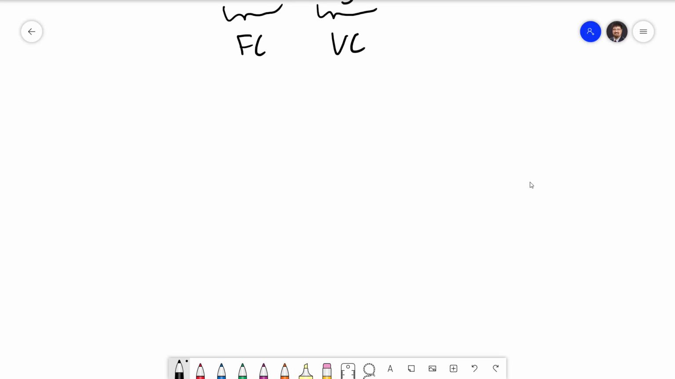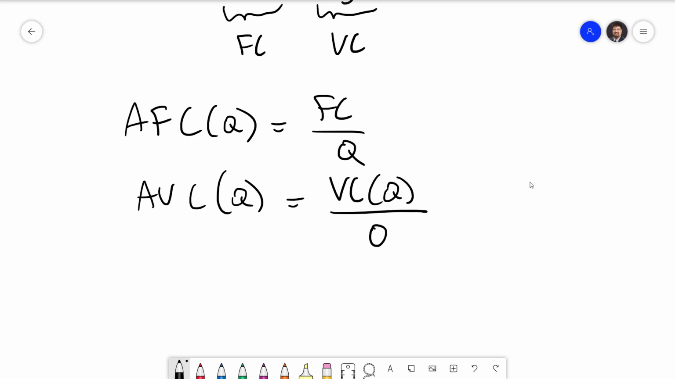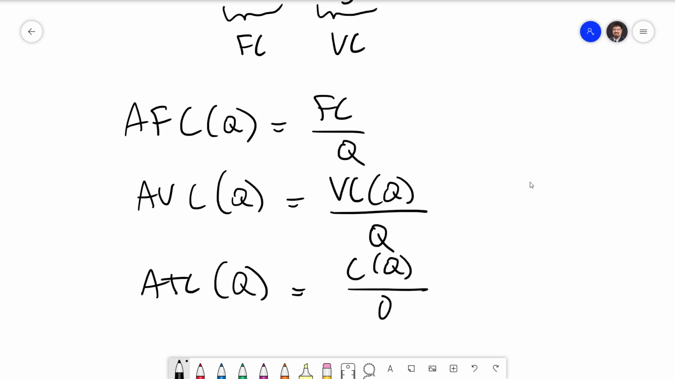We'll now continue on with a few definitions. In the short run, we have three types of average costs. Average fixed costs, or AFC, is defined as fixed cost divided by Q. Average variable cost is defined as the variable cost divided by Q. And the average total cost is the total cost divided by Q. Note that all three of these things are functions of Q.